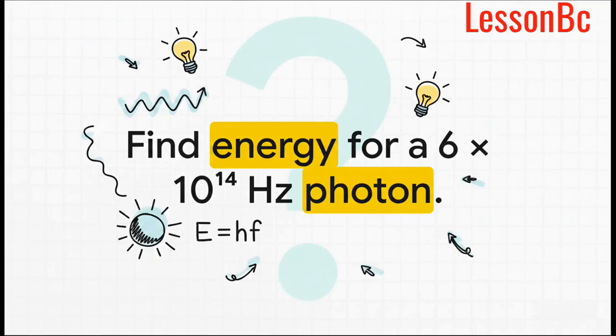Okay, now it's your turn for a practice problem. A photon has a frequency of 6 times 10 to the 14 hertz. I want you to find its energy. Go ahead and use our E equals hf equation, pause this explainer to do the math, and then comment your answer down below. I'd love to see what you guys come up with.